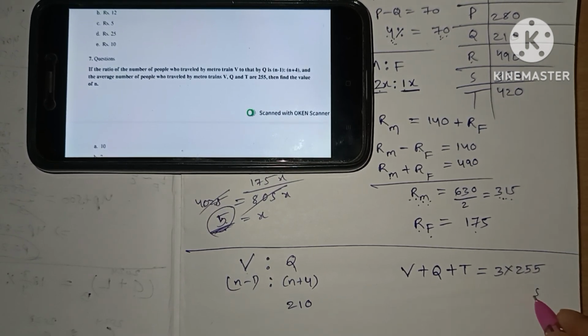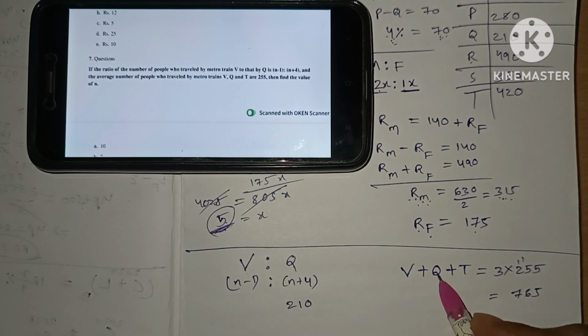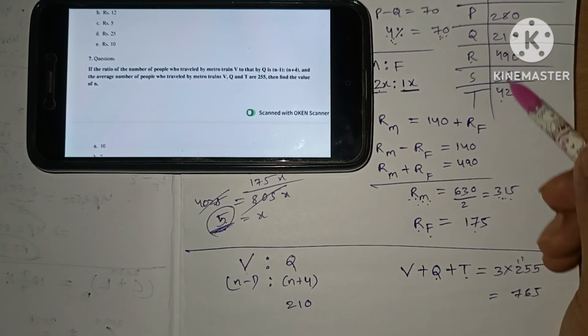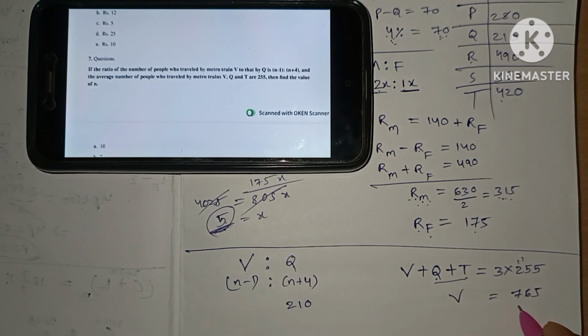Okay, then 35 times 15, 35 times 15, 16, 32 times 6, 765. So according to this we know the values of Q and T. Q is 210 and T is 420. The total sum of these two will be 630. So the V value will be 765 minus 630.